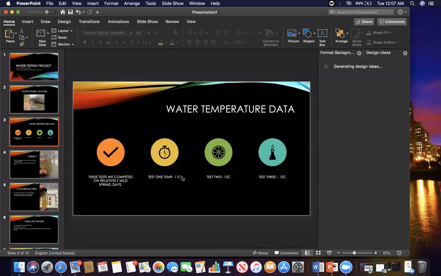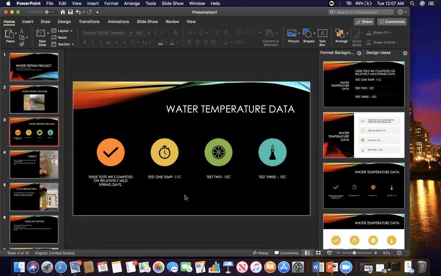Now, the water temperature. I tested these more in early spring, so regardless of the day, it stayed relatively consistent within a few degrees of each other. As you can see, I have 11, 12, and again 12 degrees Celsius. So right around that same pocket, it didn't really change or vary significantly during each of these tests.